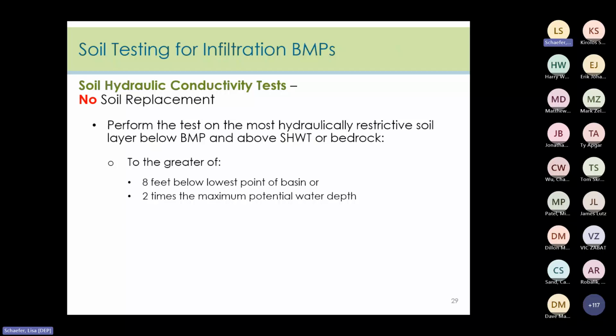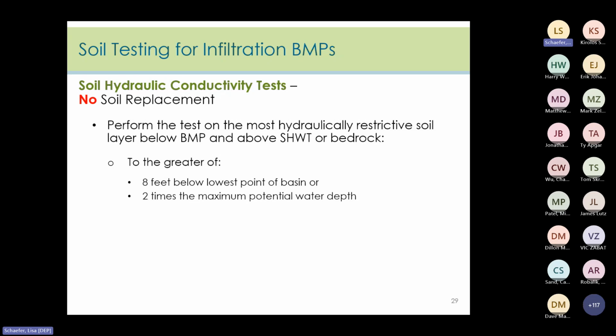All right, so let's continue on with the other soil tests needed for infiltration BMPs, and those are the tests to determine soil hydraulic conductivity, depending on whether or not soil replacement is proposed. So for the scenario in which no soil replacement is proposed, after determining the numbers and locations of the soil profile pits for infiltration BMPs, you have to decide the depth of the soil profile pit. Then there's the question of which soil layer to select for performing the test for soil hydraulic conductivity.